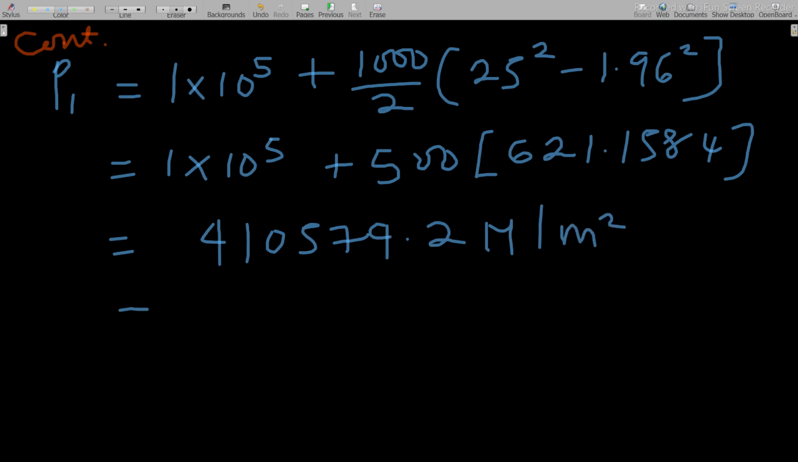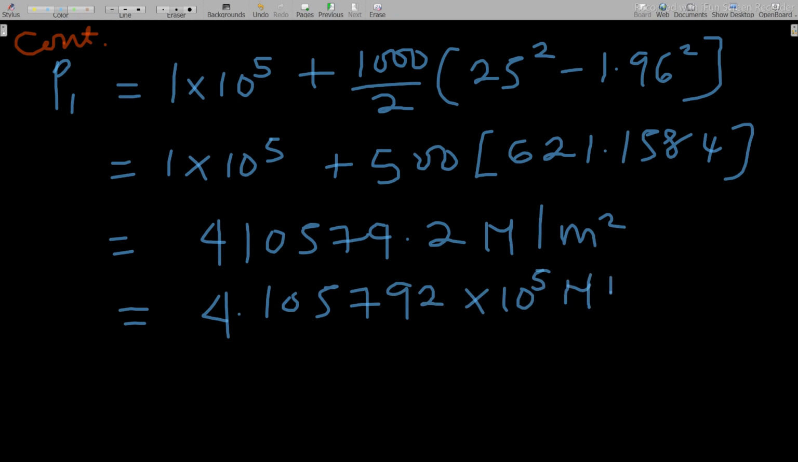Okay, so this will be 4 point, then we count how many times, 1 2 3 4 5. So 4.105792 times 10 to the power 5 Newtons per meter squared. Okay, I hope this is very, very simple. So this is how you calculate for your pressure in the Bernoulli's equation.